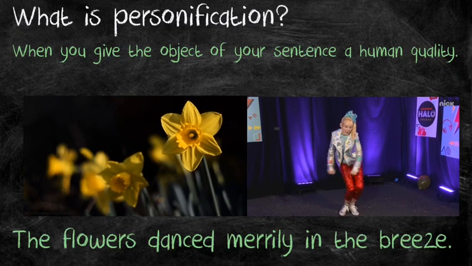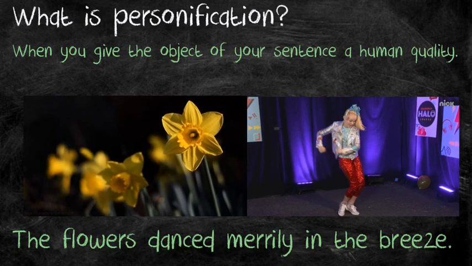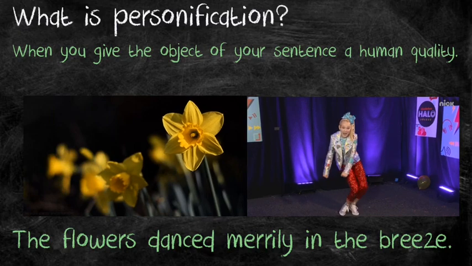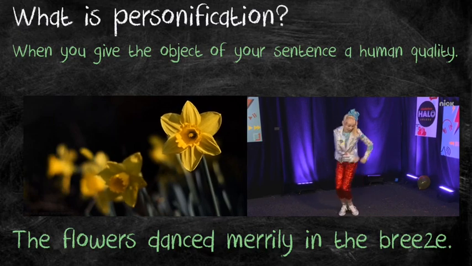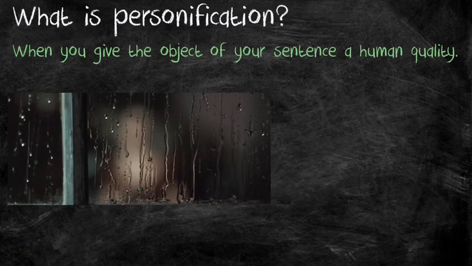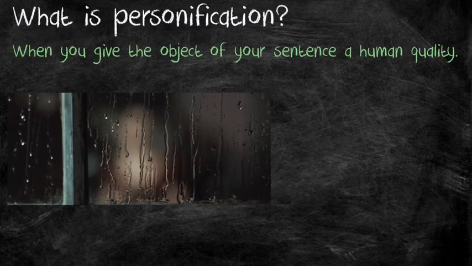And again, we just want to up-level that sentence. They didn't just dance in the breeze, they danced merrily in the breeze. Get that adverb in there too. So this is a personification sentence because I've given my daffodil a human quality, which is the fact that it is dancing. Another favourite of mine, especially if you're writing a story for suspense, is to give rain a human quality.